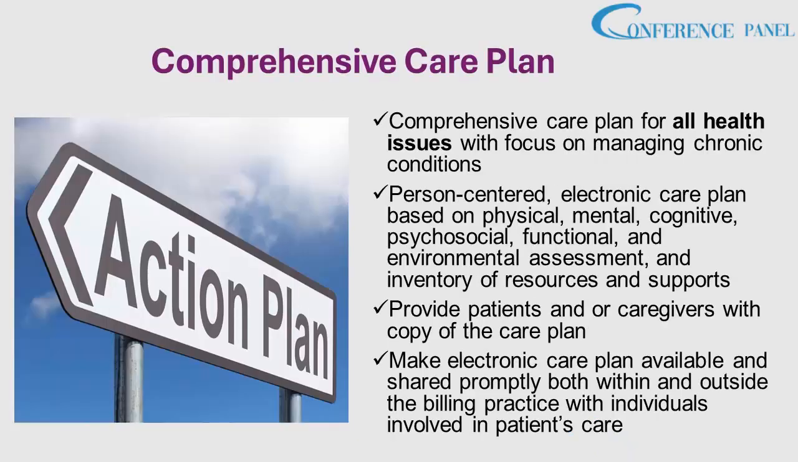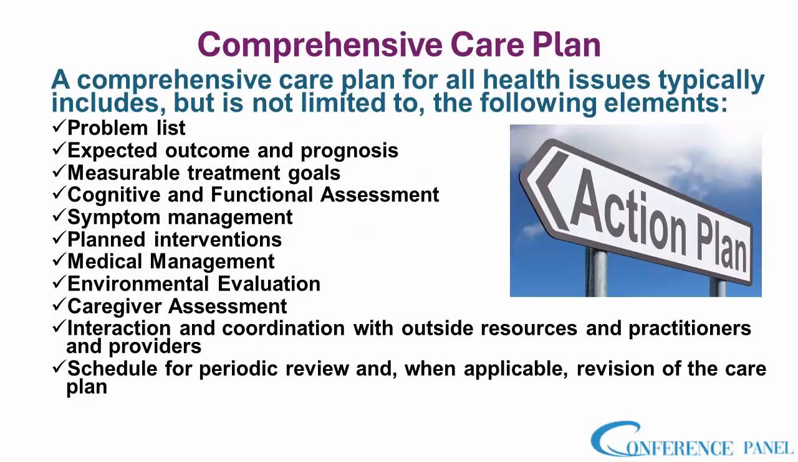After the consent, you have to start writing a care plan. It should be comprehensive. Here's where I bolded all health issues. It's very important. Don't have a care plan for only two chronic conditions. You have to find a way to provide the patient or their caregiver with a copy of the care plan. What is a care plan? Medicare said a comprehensive care plan for all health issues typically includes, but is not limited to, the following elements. And so here are the elements. You have to have a problem list. It should be kind of a living document.